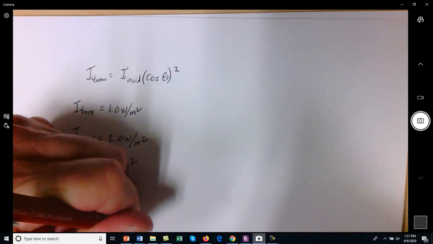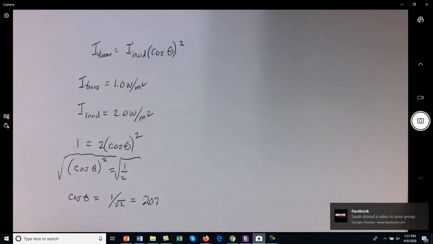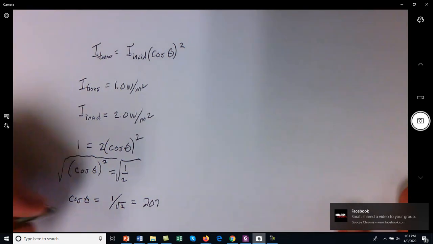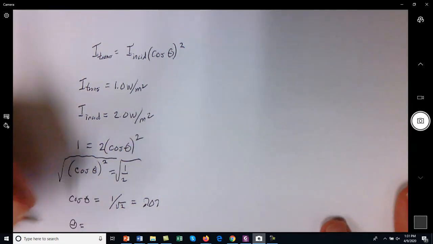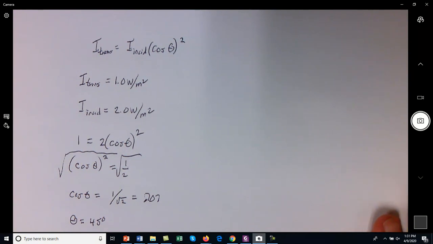So cosine theta is equal to 0.707. Okay. And so if I take arc cosine, then that means theta equals 45 degrees. So the angle at which I would have to polarize the light is 45 degrees from the incident angle, and then that would cut out half the light.